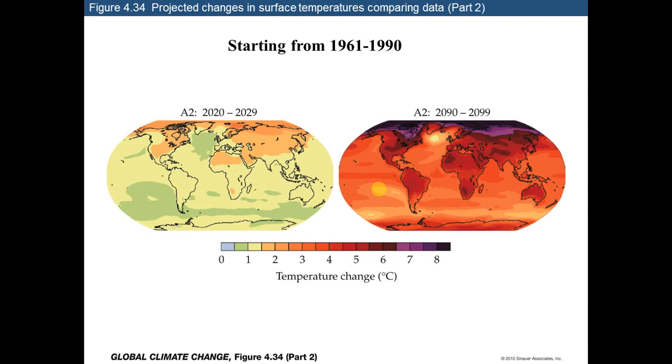Now look at your temperature increases. The largest temperature increases are in the northern polar regions, in the Arctic, where temperature increases more than 8 Celsius. Okay, 14, 15 Fahrenheit from 1961 through 1990 to the 2090s. Okay, that's an amazing increase. So you see that the Arctic regions warm more than other parts of the world. Okay, the temperature changes are not uniformly distributed.